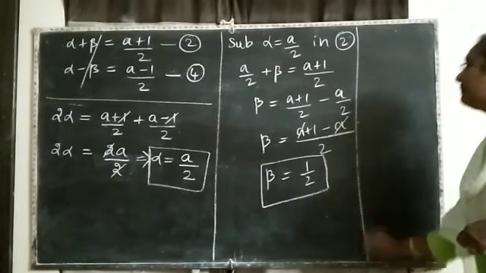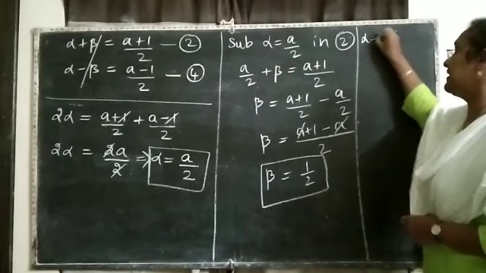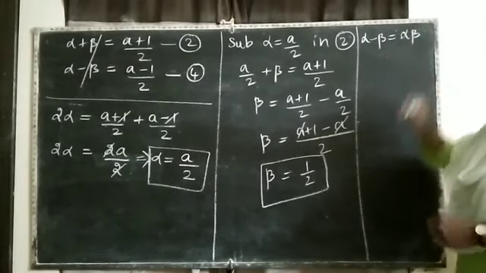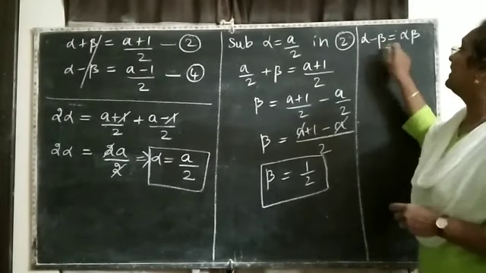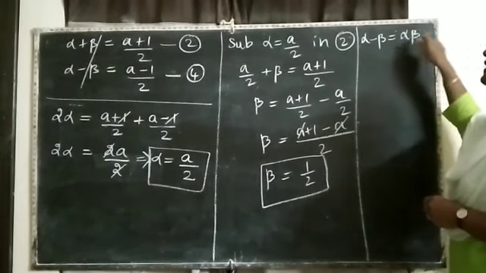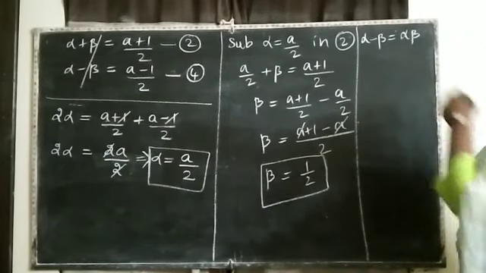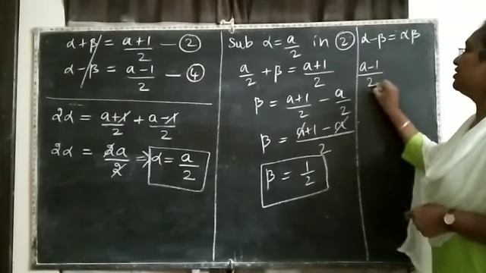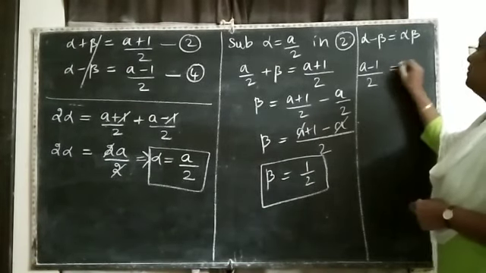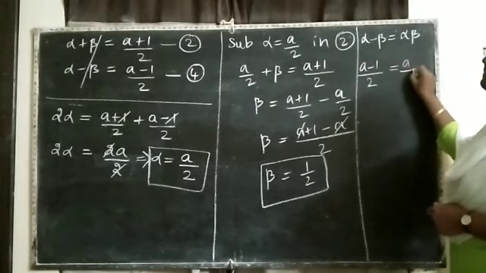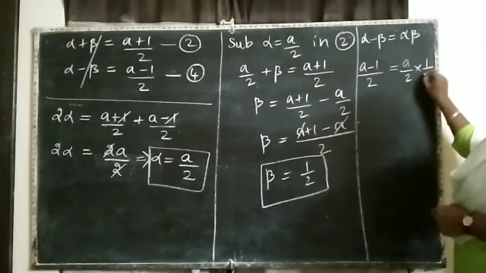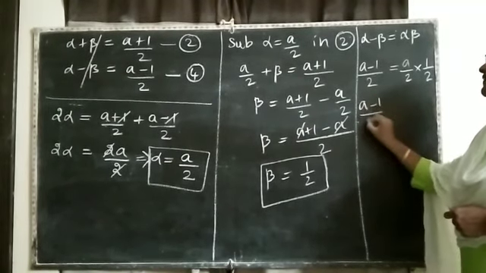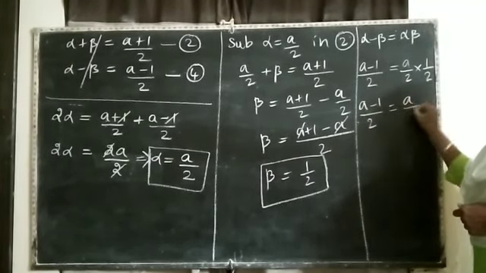Now we know that, do you remember? Alpha minus beta is equal to alpha beta. Now I am going to substitute here. So alpha minus beta is equal to alpha into beta. Now what is the value of alpha minus beta? Look into that. A minus 1 divided by 2 is equal to alpha beta, a divided by 2 into 1 divided by 2. So now this becomes a minus 1 divided by 2 equal to a divided by 4.